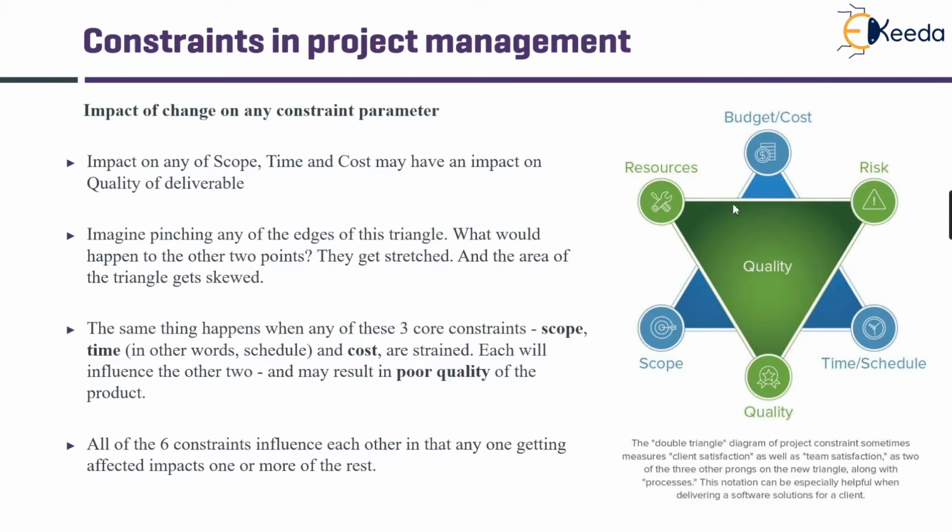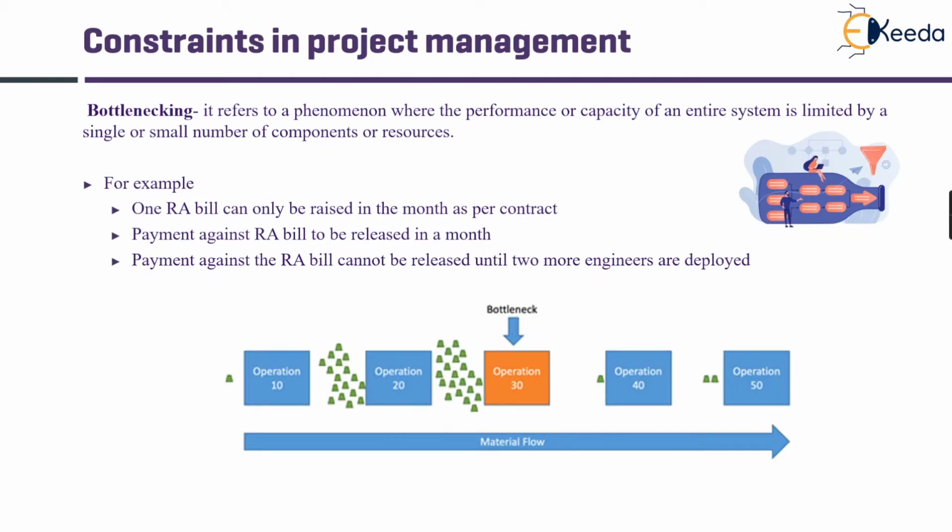Impact on scope, time, and cost may have an impact on the quality. Imagine pinching any side of the triangle. What will happen to the other sides of it? They get stretched, and the inner area of the triangle gets squeezed. All the six constraints thus tend to influence each other, in that if any one is affected, all others will also respond similarly. Constraints are also called bottlenecks.